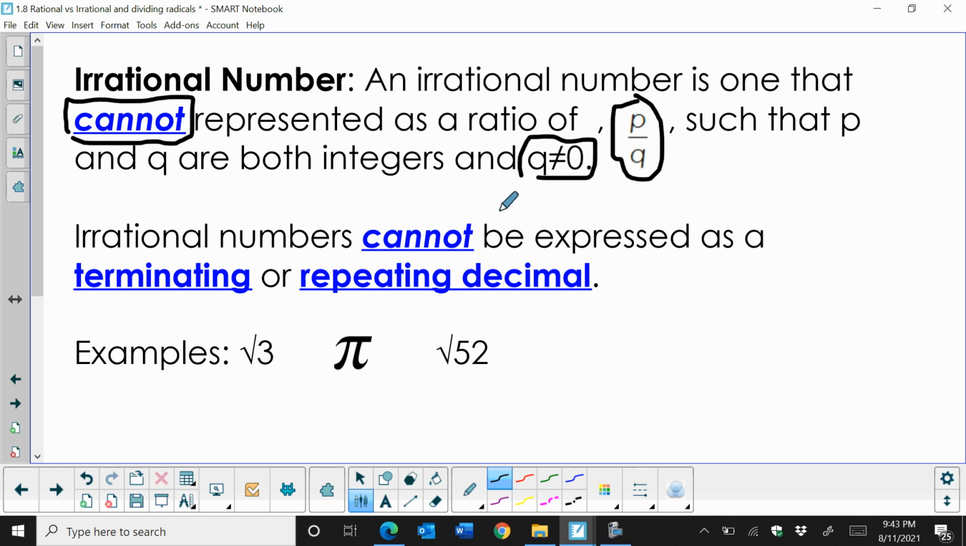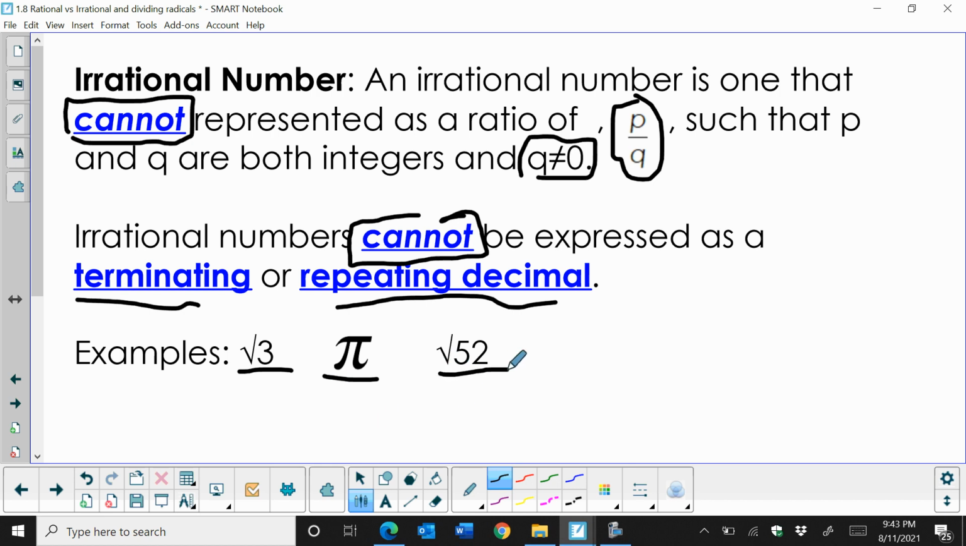So we can't write it as a fraction. Okay, so irrational numbers cannot, fill that word in, cannot be expressed as a terminating or a repeating decimal. So it's the opposite of rational. So here's some examples. The first one is the square root of 3. The second one is pi. We know pi goes on forever. It never terminates. It never ends. And the square root of 52.